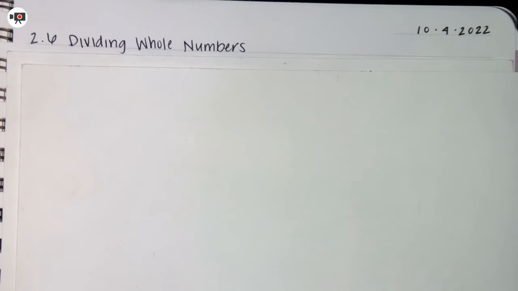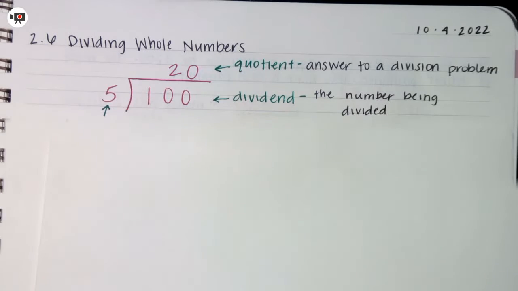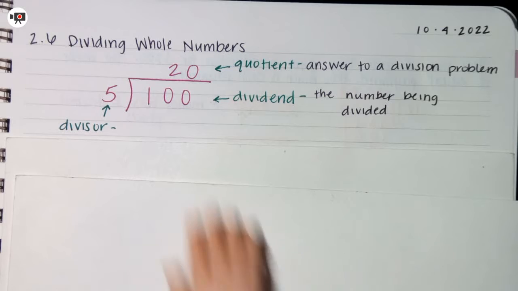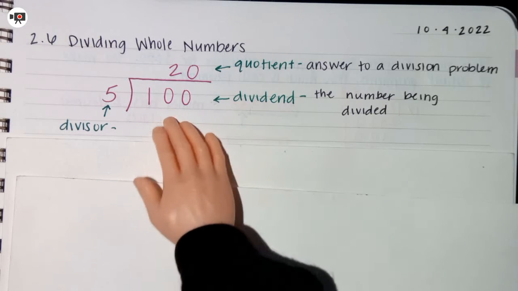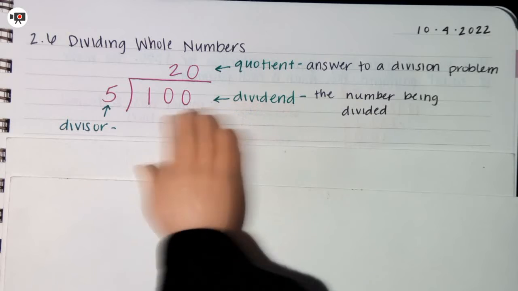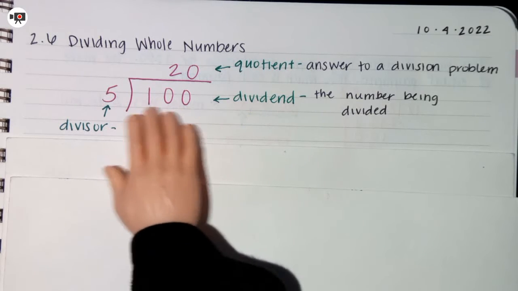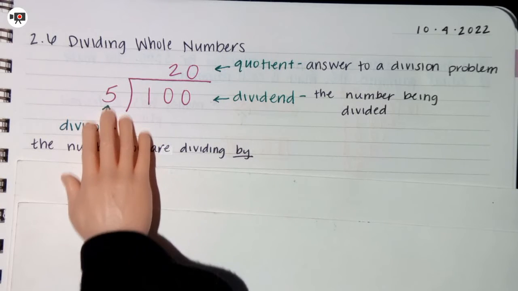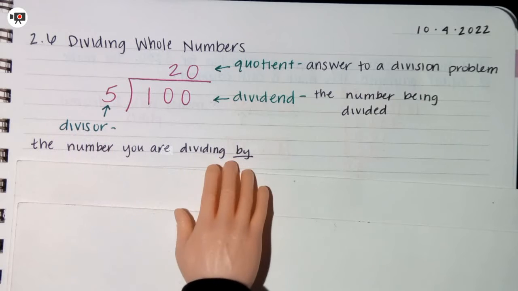This is 2.6, dividing whole numbers. So we have some parts of our long division here. Inside this division symbol, we have the dividend. That is the number that is being divided. On the outside, we have the divisor, and that is the number we are dividing by.